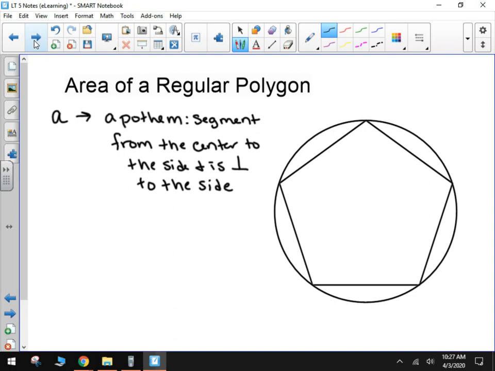So if I were to draw that in my diagram, I would have the center of my pentagon right here. If I draw it straight down to the side and create a 90-degree angle, that is my apothem. I can label that A.